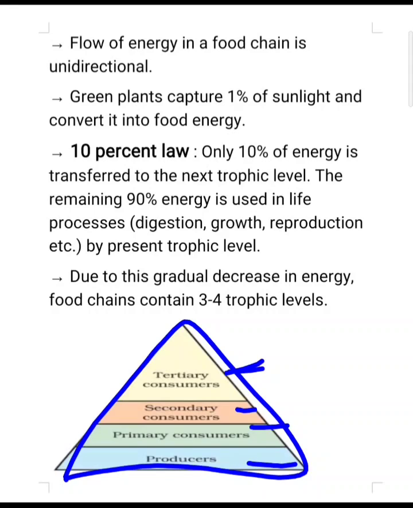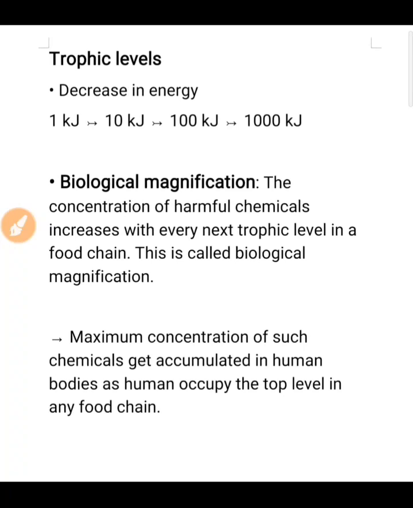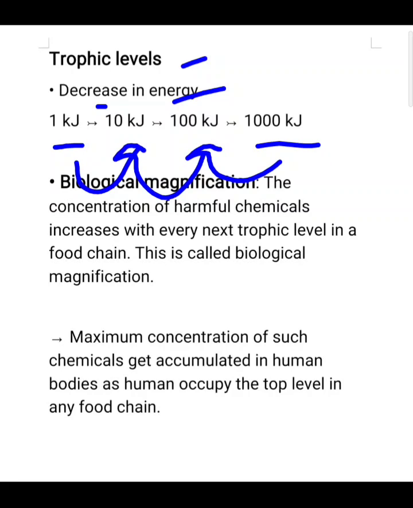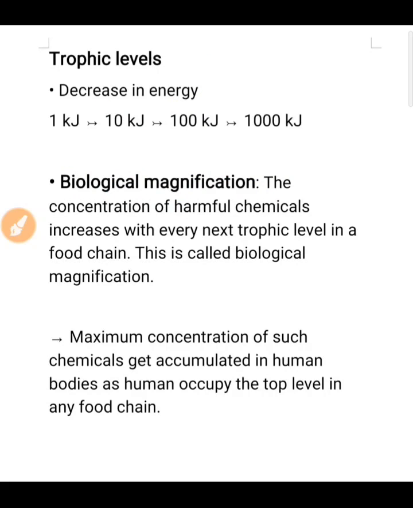That means when we go from one trophic level to another trophic level, the energy level goes down, the energy level will decrease. For example, if 1000 kilojoule is present in plant, then from 1000 it goes to 100, from 100 it is 10, and finally 10 to 1 kilojoule. So the energy level goes down according to the trophic levels.